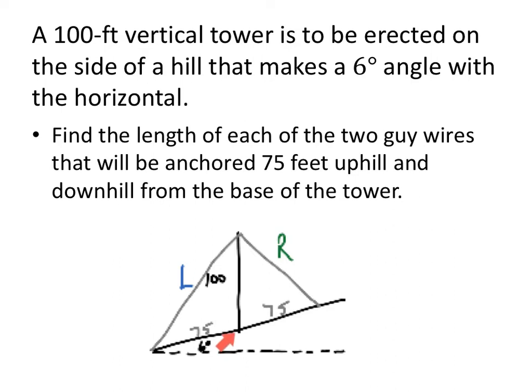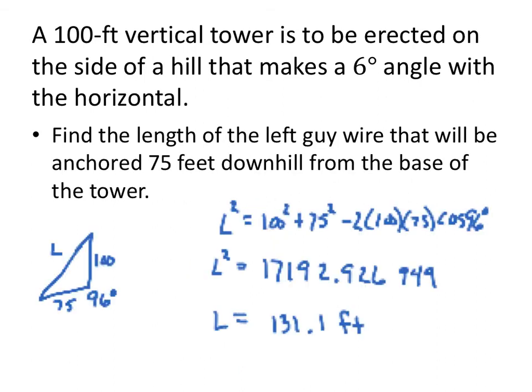With our sketch, we see the right guy wire, 75 feet away from the base, will be uphill. It's going to be a little shorter, whereas the 100-foot vertical tower, the left guy wire is going to have to be a little longer because it goes downhill. And the 6 degrees, that's going to come into play because we will kind of think of this extension right here in creating our triangles. So let's take a look at each of these separately.